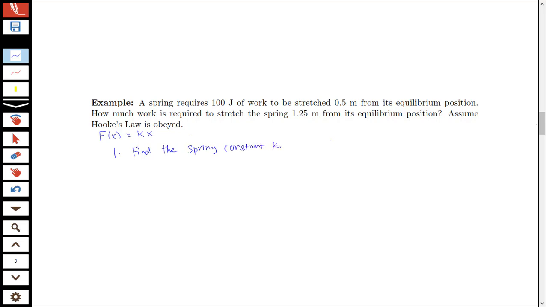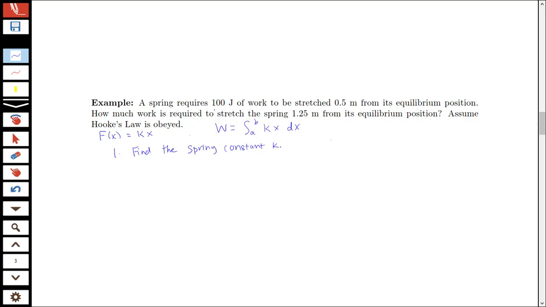Okay, so we know we have Hooke's law with f of x equals kx. We also know that we have this equation that we're going to have to use when we're finding work to stretch our spring a certain distance. So work is equal to this integral from a to b of kx, of the force function, dx. And so when we look at this question of finding the spring constant k, we need to see what information we have that can help us determine k.